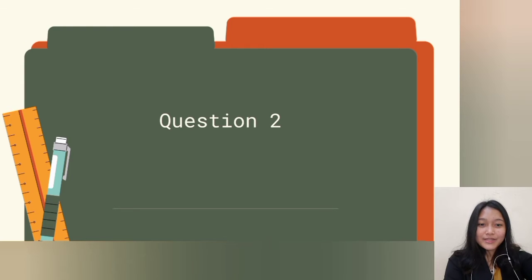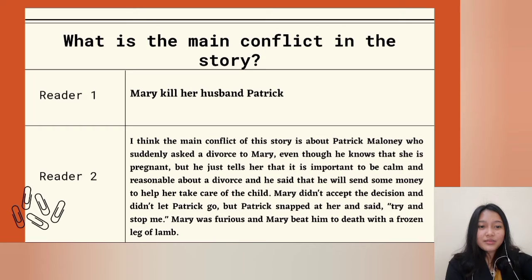So here's the second question. The second question is, what is the main conflict in the story? The first reader answer is, Mary killed her husband Patrick. And the second reader answer is, I think the main conflict of this story is about Patrick Maloney, who suddenly asks her for a divorce, even though he knows that she is pregnant, but he just tells her that it is important to be calm and reasonable about the divorce, and he said that he will send some money to help her take care of the child. Mary didn't accept the decision and didn't let Patrick go, but Patrick snapped at her and said, "Try and stop me." Mary was furious and Mary beat him to death with a frozen leg of lamb.